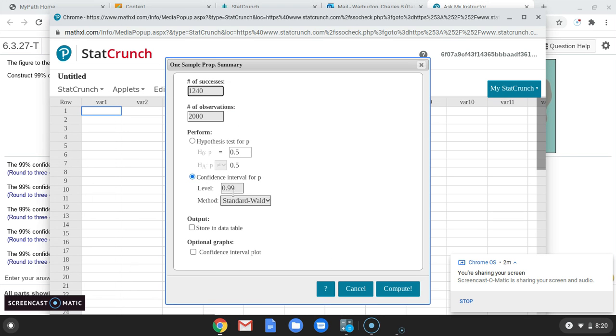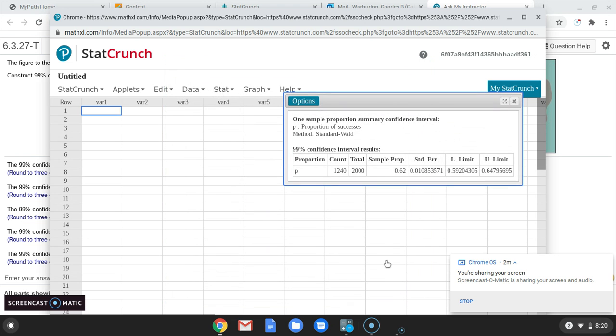I want a 99% confidence interval. We should be able to compute that. And there it is. So we're 99% sure that the proportion of all students, not just the 2,000 students, but all the college students who are in their field of study, is somewhere between, they want 3 decimal places, 0.592 or 59.2%, all the way up to 64.8 when you round that. 64.8%. So I'm going to leave that as a decimal, 0.648.